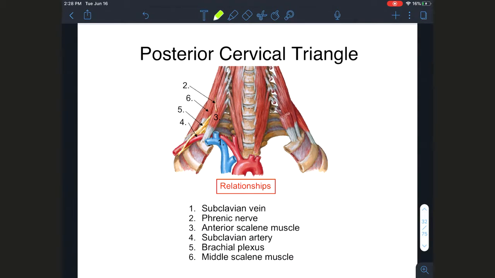You have 3 scalenes: your anterior, middle, and posterior scalenes. They're also accessory muscles to breathing, as the anterior and middle attach to your first rib, I believe, and your posterior scalene attaches to your second rib. But what's really important is to know that the brachial plexus lies in between the anterior and middle scalene.